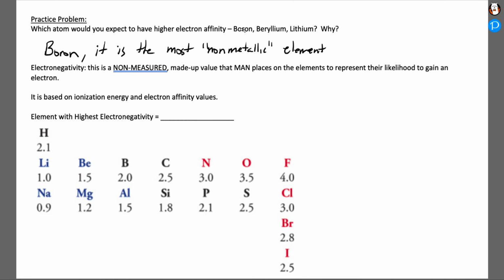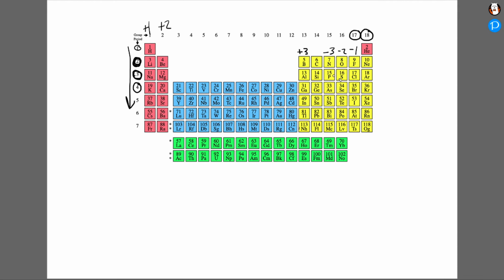Out of these three, at least, it's the most non-metallic. It's not the most non-metallic on the periodic table, but out of these three choices, it's the most non-metallic. Or we could say it's further to the right. And since these non-metals over here are going to have the higher electron affinity, the closer we get to this side, the higher that electron affinity. The further we get this way, the less that electron affinity.